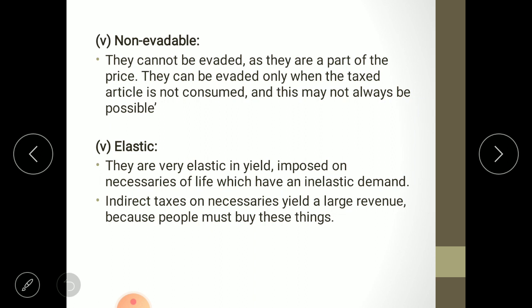Say, for example, the price of any commodity is 100 rupees, then generally what happens is that for the sake of simplicity, we assume that 90 rupees is the price and 10 rupees is the tax.